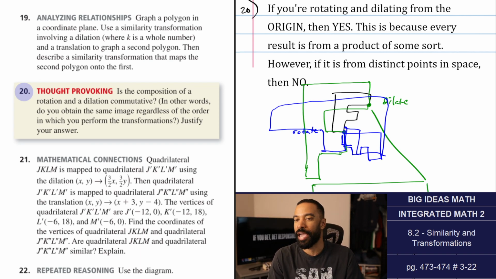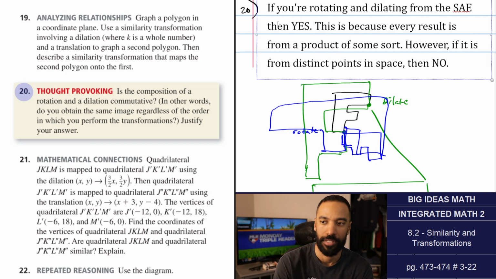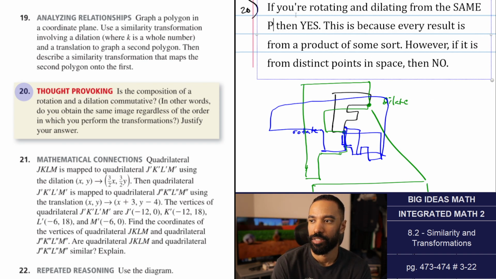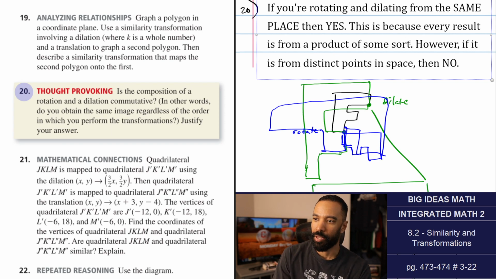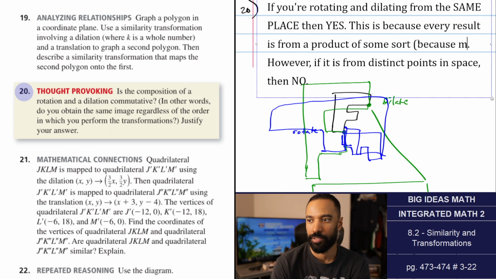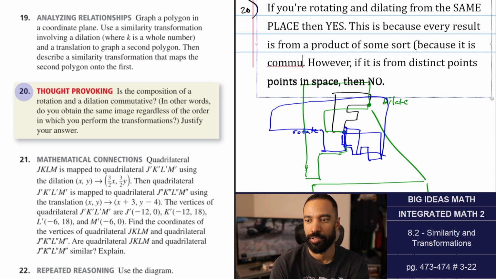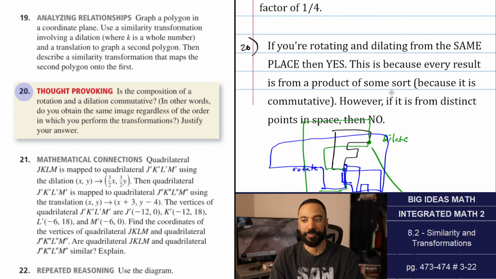I think they can just be the same. I don't think it's origin. I think it's from the same place. So then yes. And I said because multiplication is commutative. It's multiplication and it's commutative. From different distinct points in space, then no.